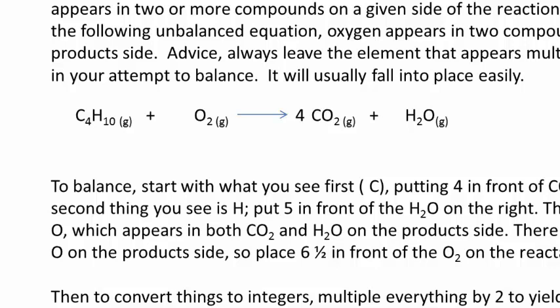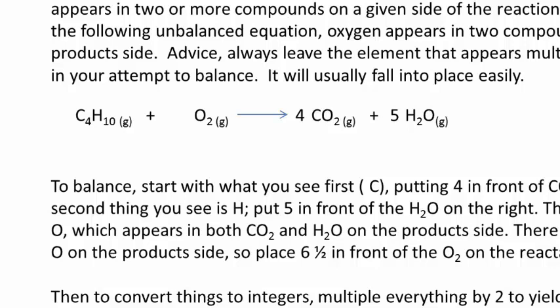Then you go back to the left and look at the second thing you see. The second thing you see is hydrogen, and there are 10 of them on the reactant side. You look to the product side, and hydrogen appears in only one place, in water, H2O, so you must place a 5 in front of the water, since 5 times 2 is 10. So you've now balanced this reaction for both the carbon and the hydrogen.